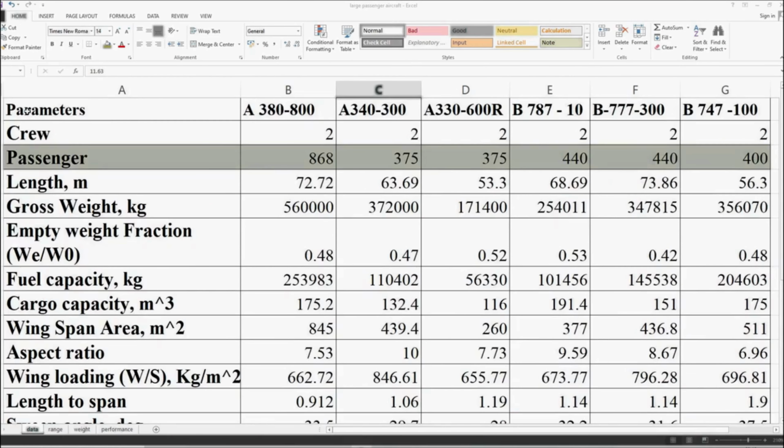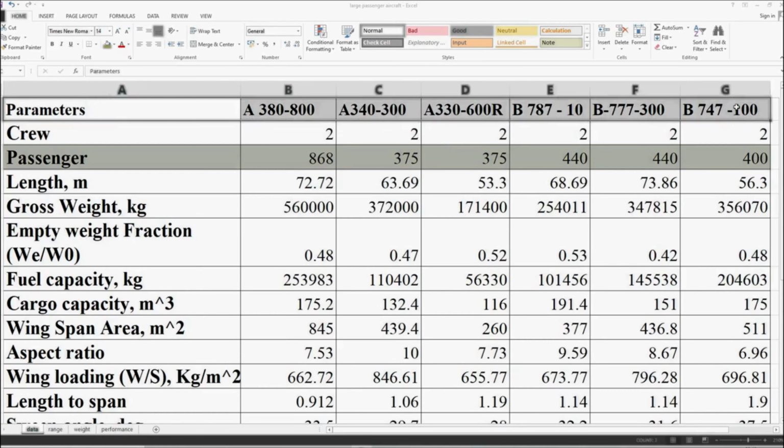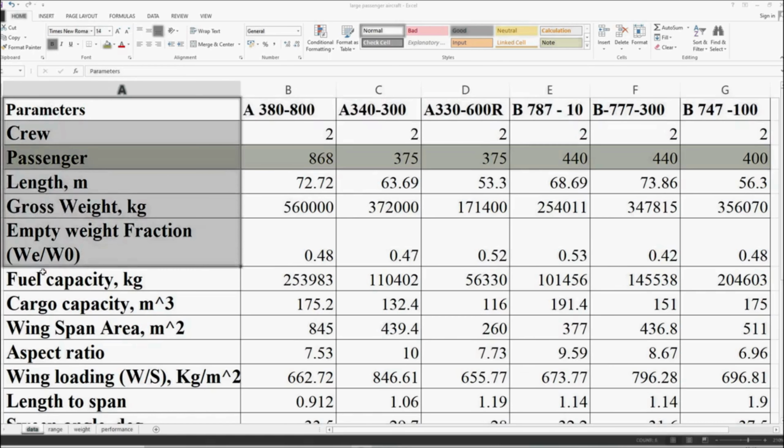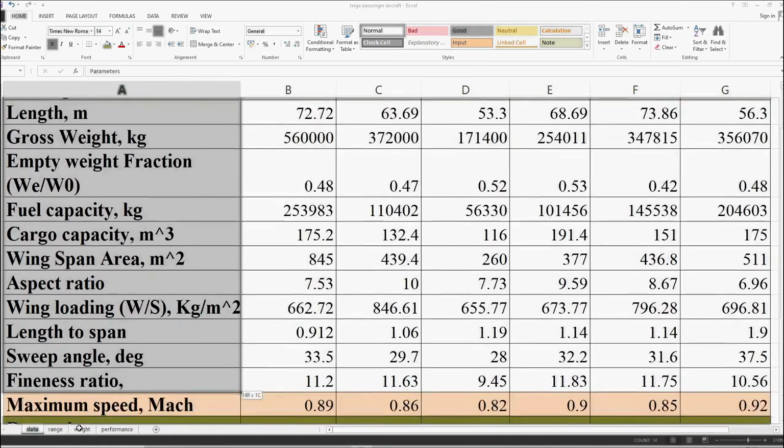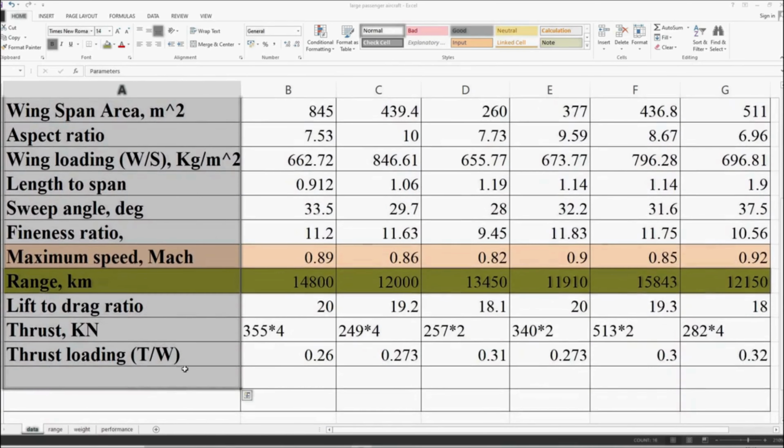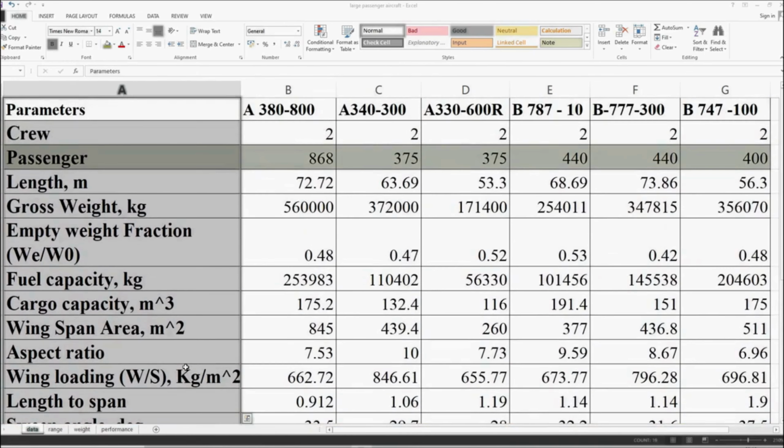In the Excel file, after opening it, you can see 6 aircraft and a few important parameters, starting from the crew to the number of passengers, length, gross weight, empty weight fraction, fuel capacity, cargo weight, to the thrust loading. So first I have plotted and noted the important points.